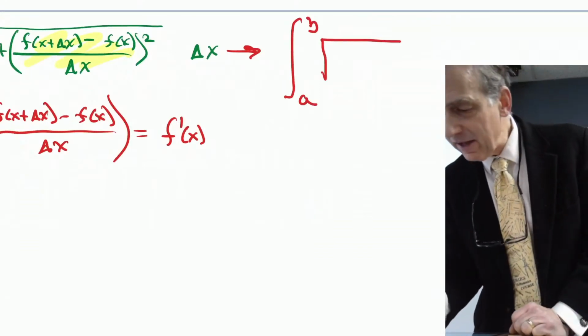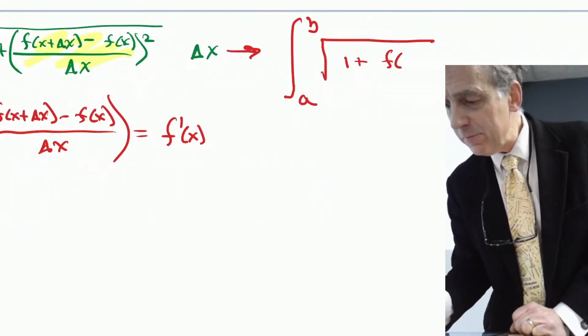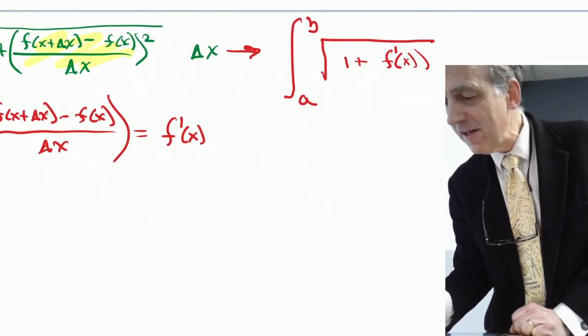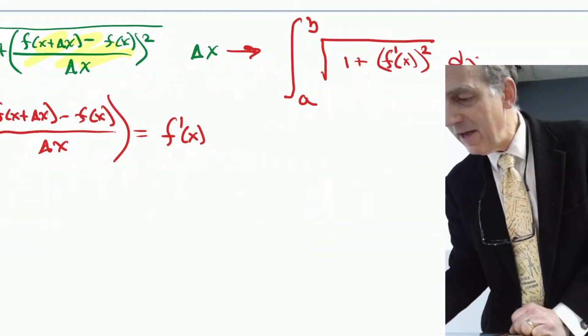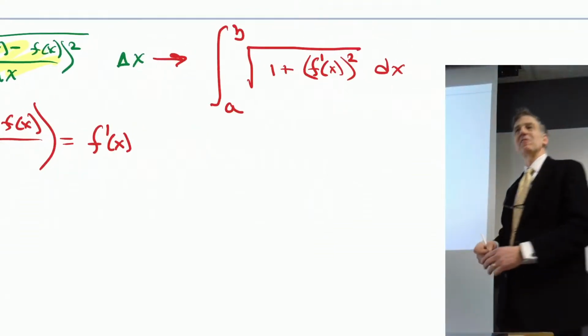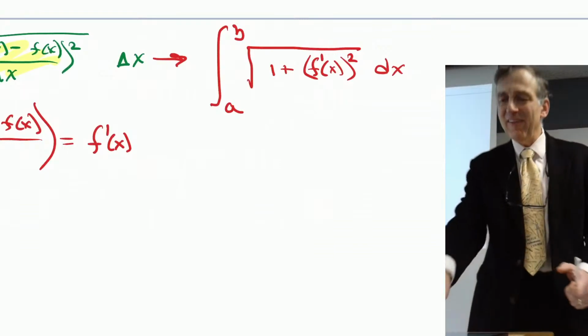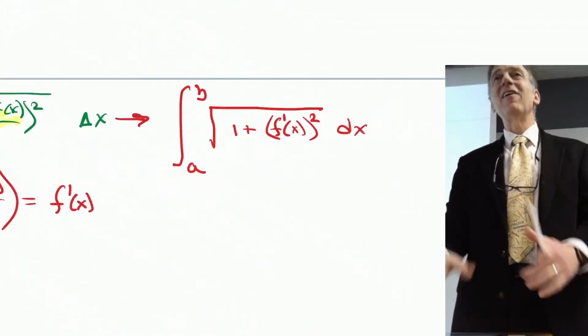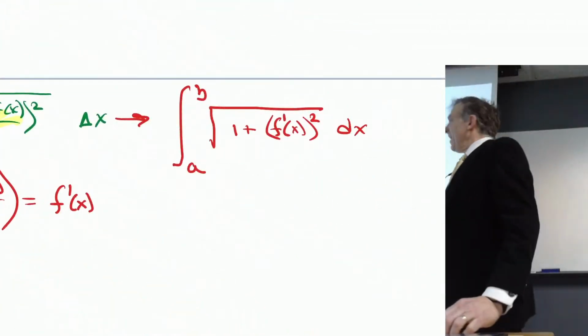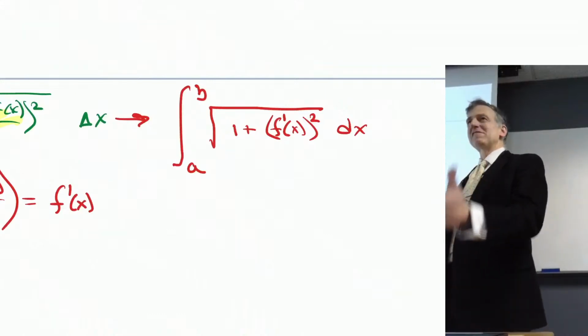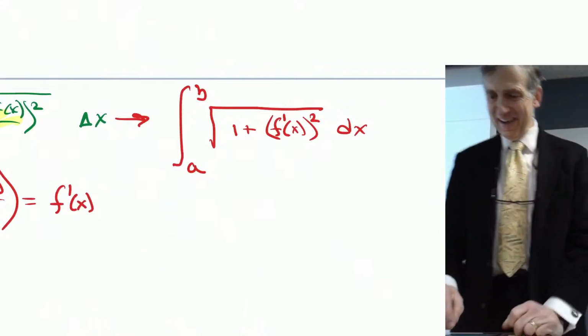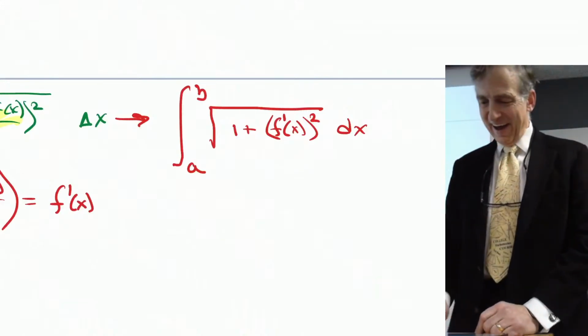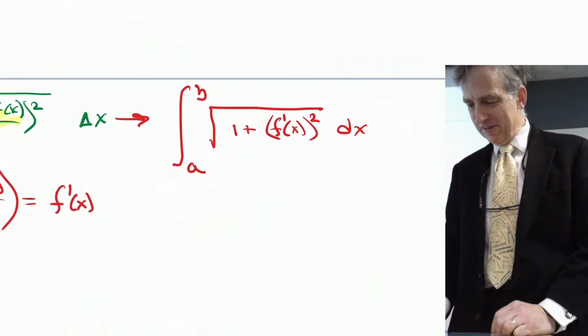And then this thing is still 1 plus, and this becomes f prime of x squared dx. Amazing. Isn't that incredible that all of this mess up here all got turned into this? So once again, I have snuck a proof into your course here. Thank you for enduring. I know that you engineers probably just want to see the formula.